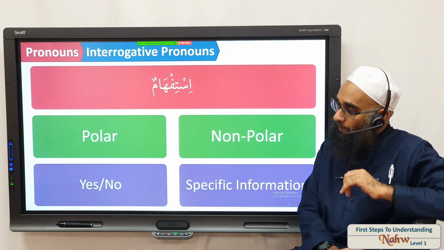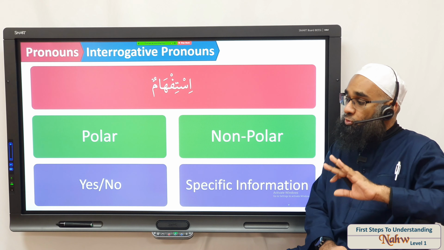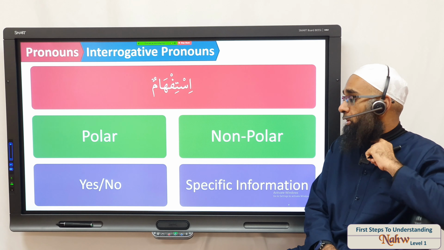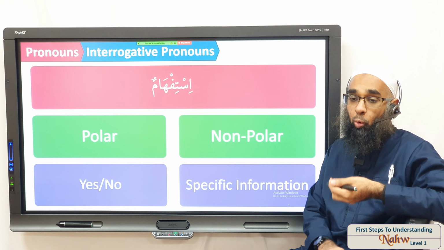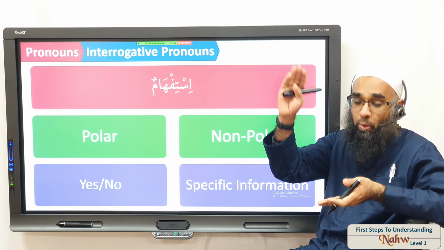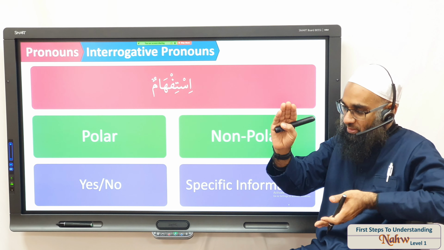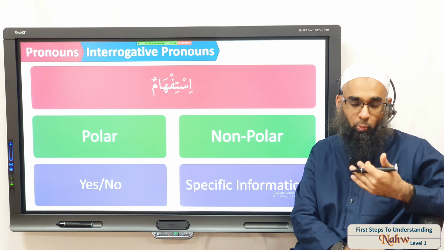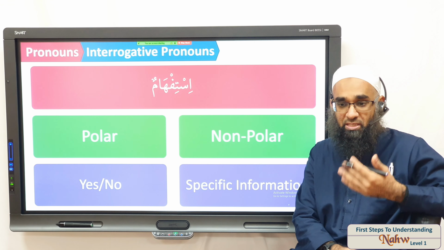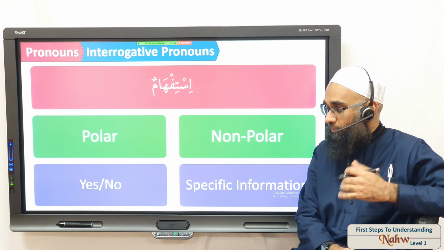Now regarding istifham, you can divide istifham into two types: polar and non-polar. What's polar? You have a polar bear. You have the North Pole and South Pole. So pole means two extremes. It's either north or south, either one of the two. So basically a polar question is a yes or no question, a question which needs the answer to be yes or no.